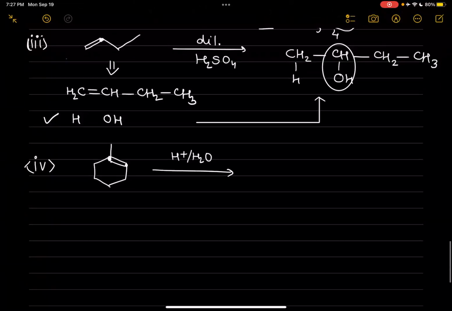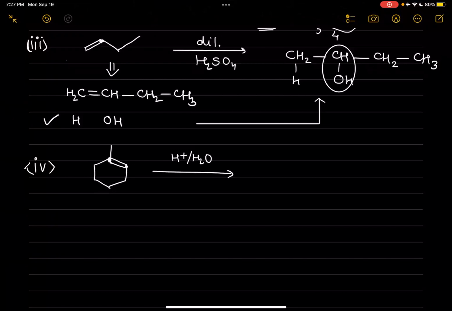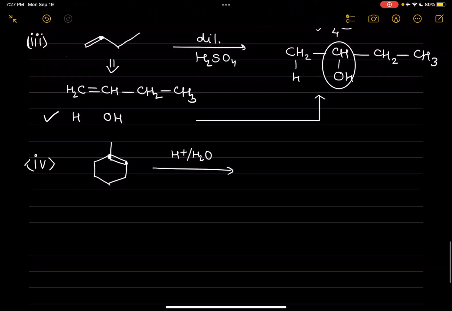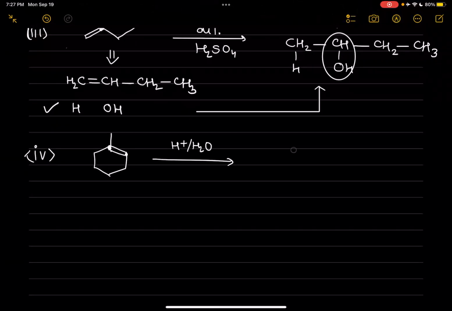Clear, Imad, now? So we are going to put the hydrogen on the carbon atom which already has more hydrogens, and the OH on the internal carbon. Where there is more branching, there you put the OH.